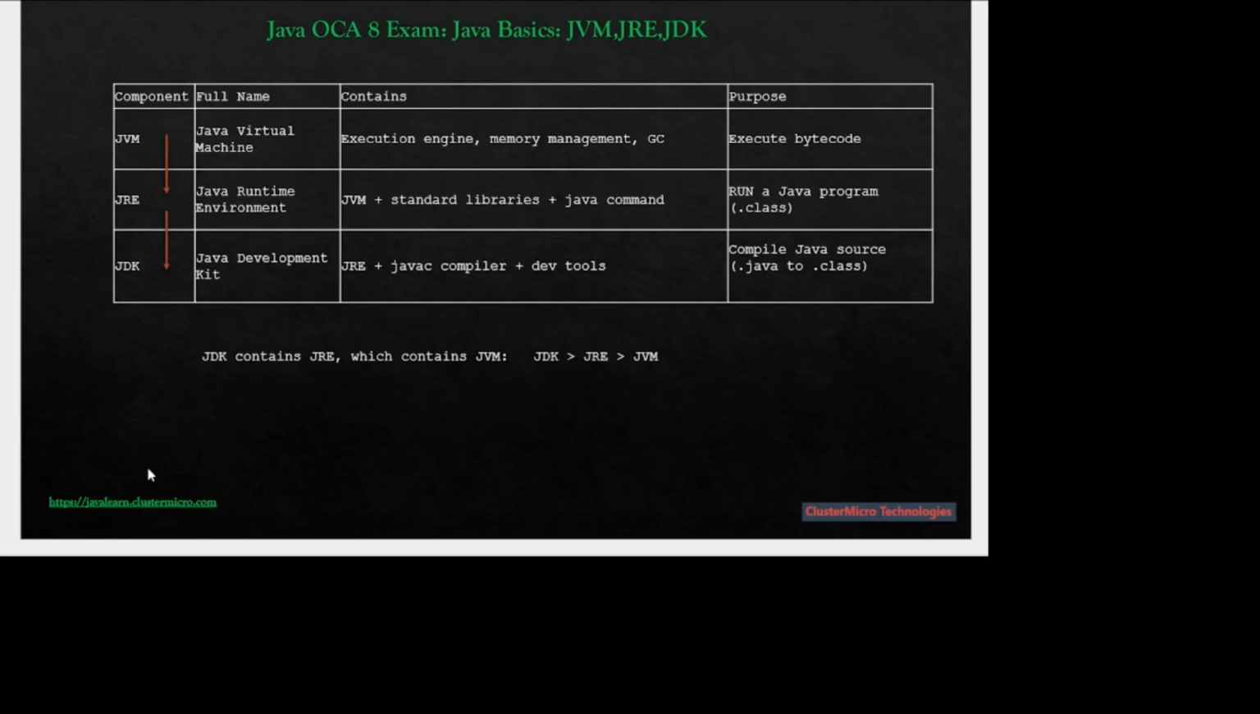One more thing: javac is the compiler, java is the launcher. Students sometimes confuse these two. javac creates a .class file and java runs it. So they are different. The JDK contains the JRE, which contains the JVM. The JVM is the building block above which the JRE sits, because JVM plus standard libraries plus the java command make the JRE, and JRE plus the javac compiler plus other development tools make the JDK.